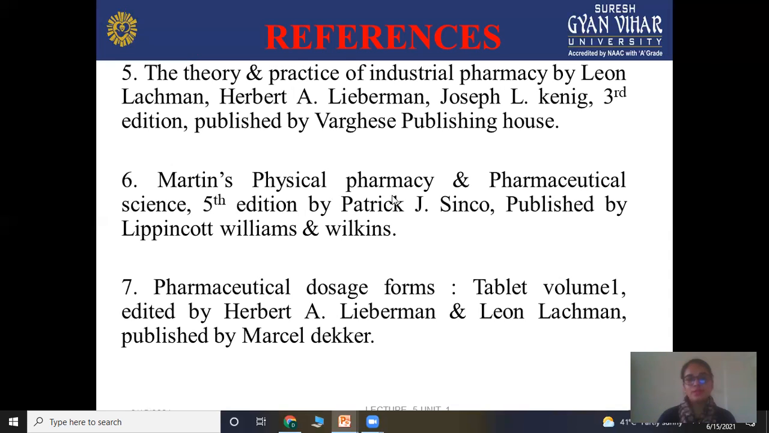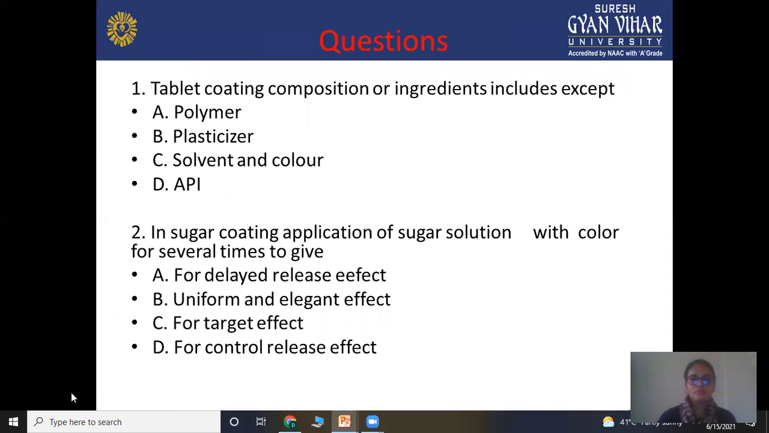Sixth is Martin's Physical Pharmacy and Pharmaceutical Sciences, fifth edition. This is all about the references. You can use any one of the books, or different books, or more than one book according to your requirement. All these books are good, and after completing this topic or this PPT, you should answer this question.